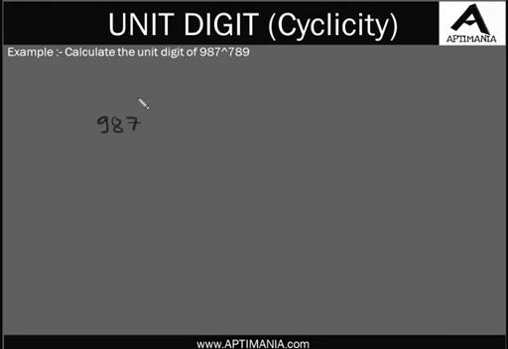9 raised to power 87, 9 raised to power 89, right? Now again we'll cancel this part. So our question is basically 7 raised to power 789. Now what we'll do is we'll divide the power by 4, as 7 follows the cyclicity of 4, that is 7, then 9, then 3, then 1. So this is the cyclicity of 7.